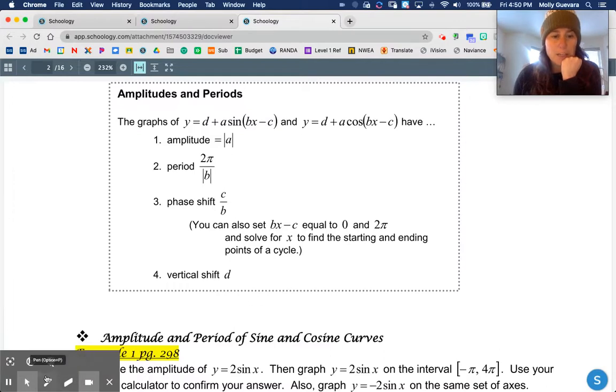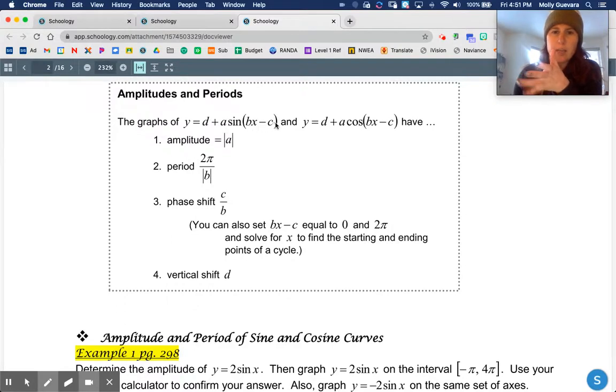Okay, so here are my parent graphs. y equals d plus a sine or cosine of bx minus c. So I could have a number here, I could have a number here, b or c. There's lots of different options, okay? The amplitude is always going to be the absolute value of a. That's it. The period here, this one is really important.